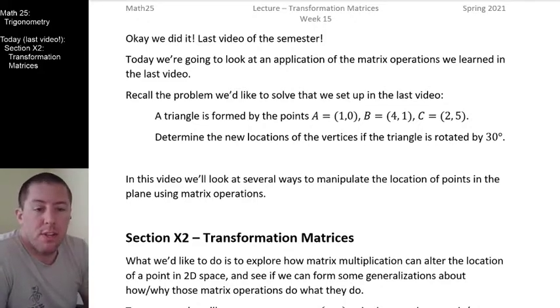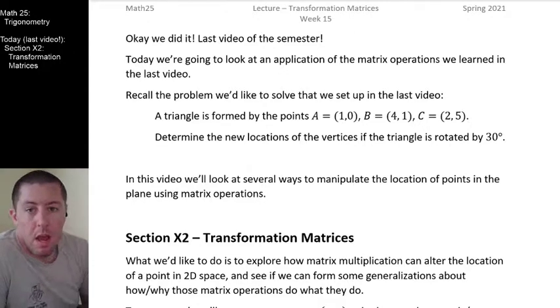In our last video, we introduced the idea of matrices. We looked at addition, subtraction, scalar multiplication, and matrix multiplication, as well as the determinant of a matrix. And today we're going to apply some of those operations to a concept associated with shifting some points around in the plane. Recall the problem that we had set up in the last video.